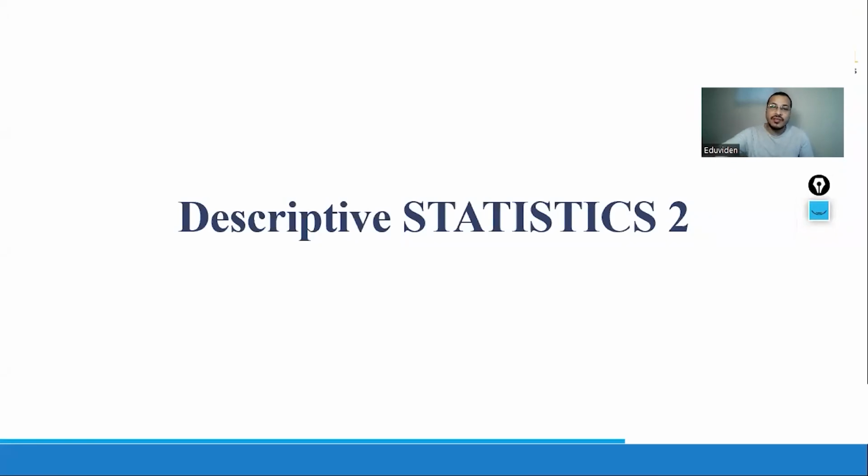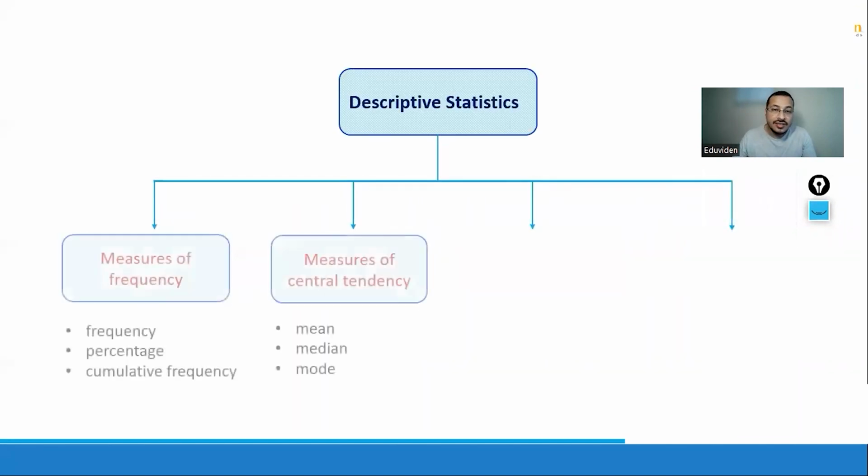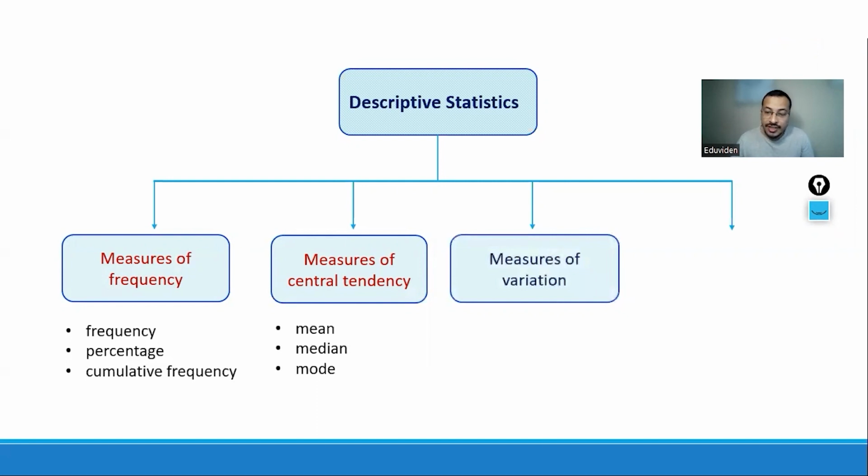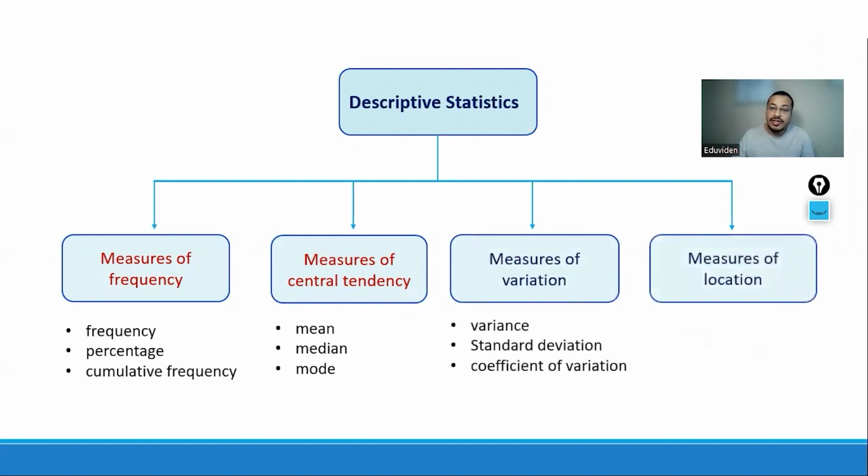So in today's video, we'll be covering the second part of descriptive statistics. In the previous video, we covered measures of central tendency and measures of frequency. In today's video, we'll be covering measures of variation and measures of location. In measures of variation, we'll be studying variance, standard deviation, coefficient of variance, all those parameters which basically deal with understanding the spread of the data.